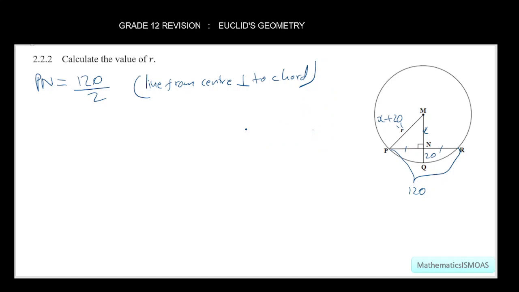Then from there, PN will be equal to what? 60 units. Now that we have PN, then we can what? Use Pythagoras in triangle MNP to calculate the value of x, and then from there we'll be able to find the value of what? Of r.